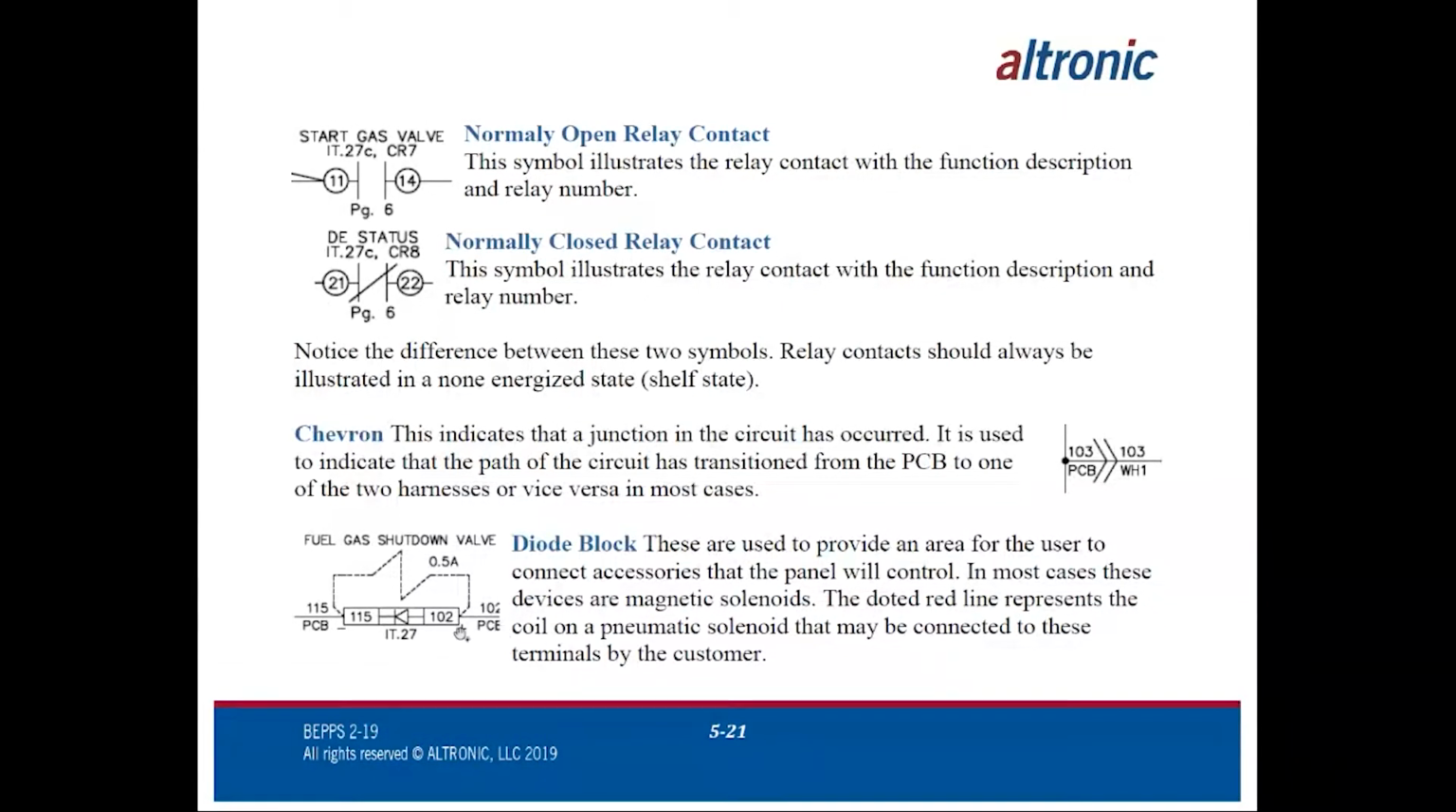We have a 102 feeding one side of it and a positive voltage source. In this case, it happens to be circuit 115 feeding the other side. Notice also that both wires do not carry a color. In this case, they carry a wording of PCB, meaning this is found on that relay PCB board.